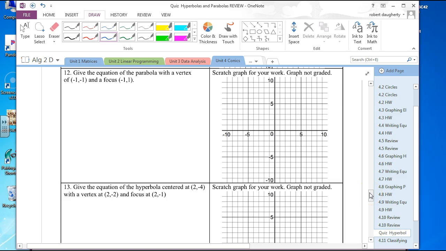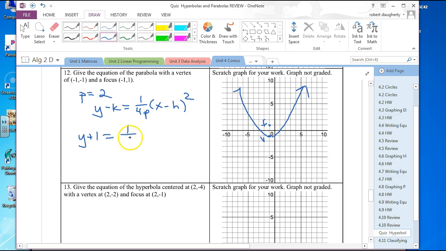Give the equation of the parabola with a vertex of -1, -1 and a focus of -1, 1. Vertex -1, -1 is right here. Focus of -1, 1. So that's the focus, that's the vertex. This parabola opens up, and it tells me that P is equal to 2. So this is y minus k equal 1 over 4p times (x minus h) squared. So in this case, it's going to be y plus 1 equal 1 over 4p, which is 1/8, times (x plus 1) squared.